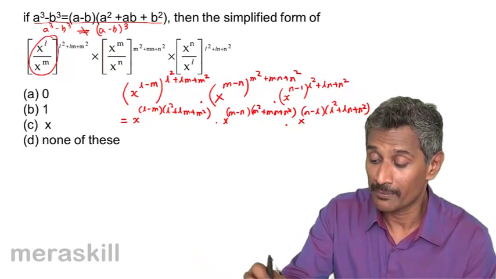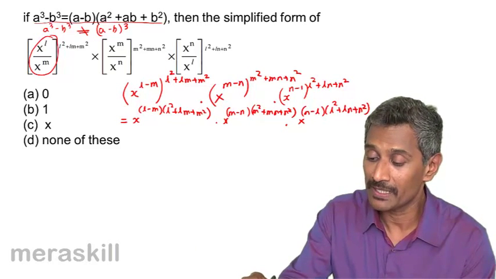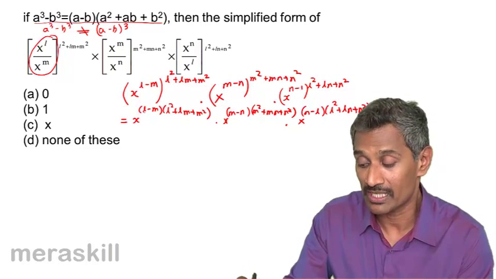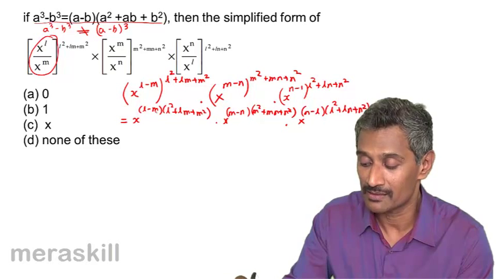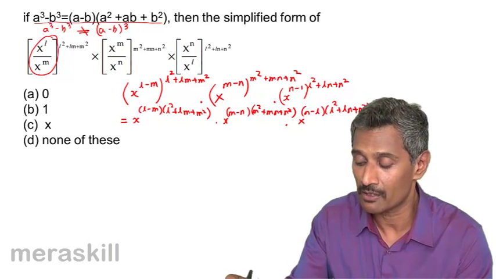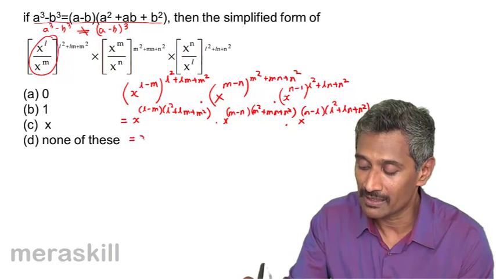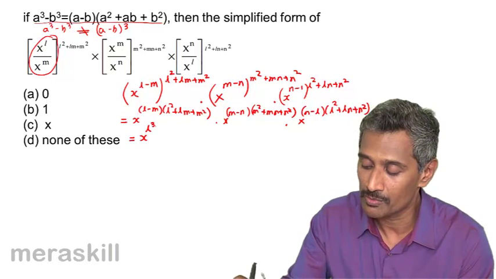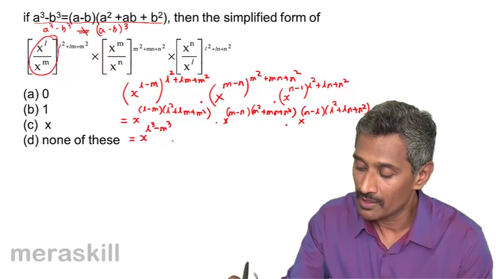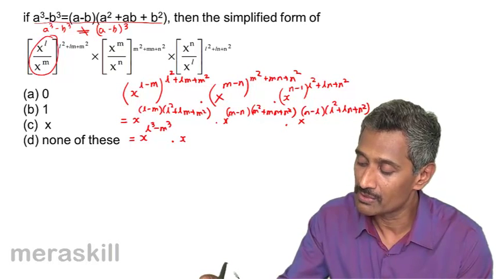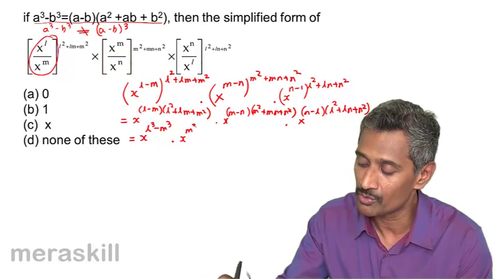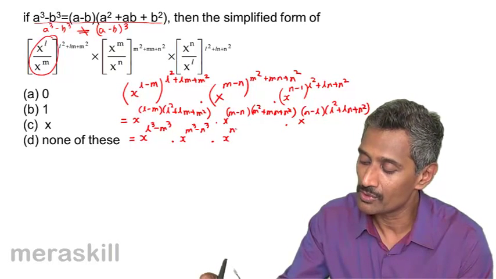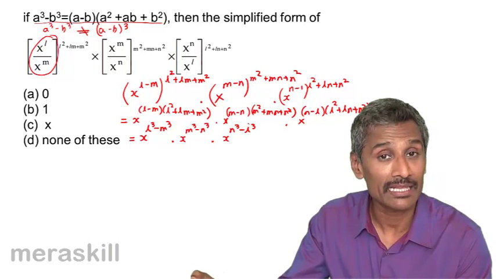So here we apply this: a minus b into (a square plus ab plus b square). In the same way you have l minus m into l square... So here we have our a, drawing parallels with this, this is our b. So this ultimately becomes x raised to (l cube minus m cube) into x raised to, similarly it's a minus b, a square plus ab plus b square, so it's (m cube minus n cube) into x raised to (n cube minus l cube).